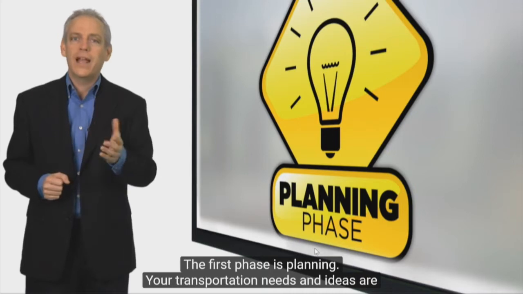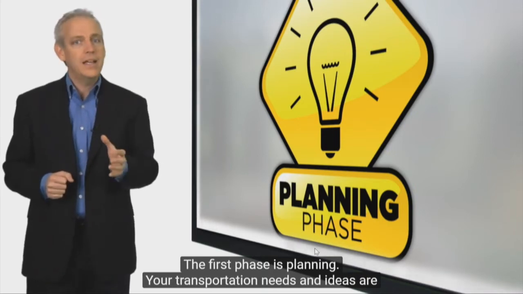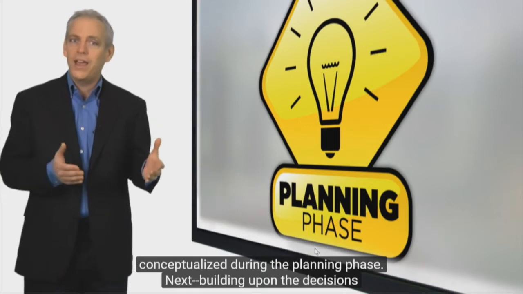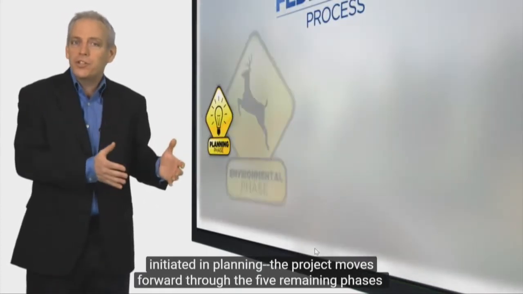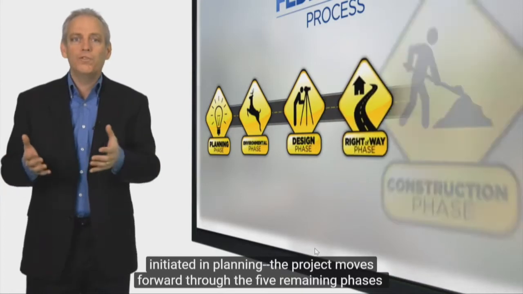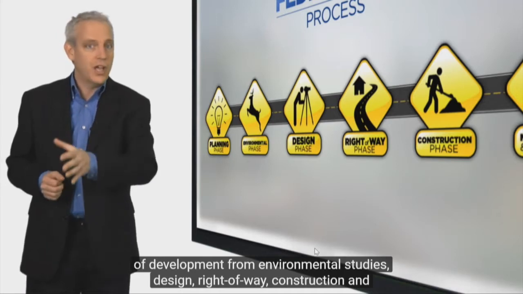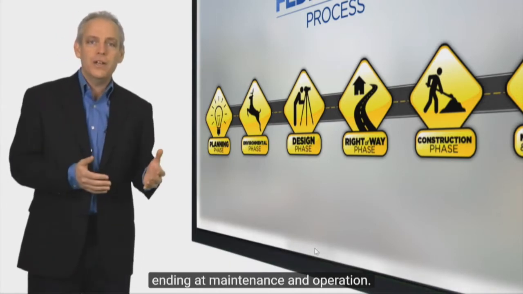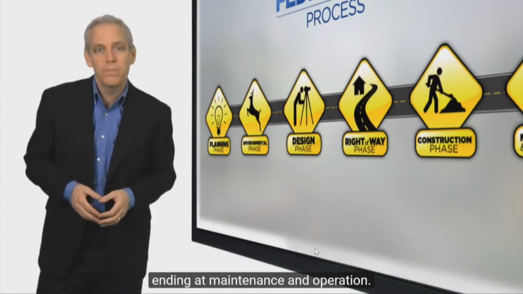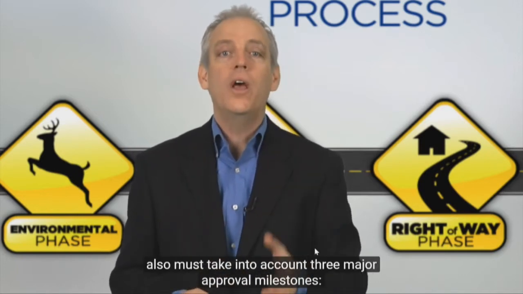The first phase is planning. Your transportation needs and ideas are conceptualized during the planning phase. Next, building upon the decisions initiated in planning, the project moves forward through the 5 remaining phases of development, from environmental studies, design, right-of-way, construction, and ending at maintenance and operation. As the project progresses through each of the 6 phases, your local public agency also must take into account 3 major approval milestones: environmental document approval, plans, specifications, and estimates, and closing the project.